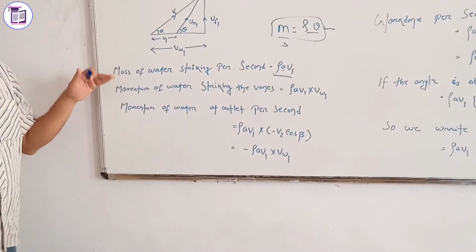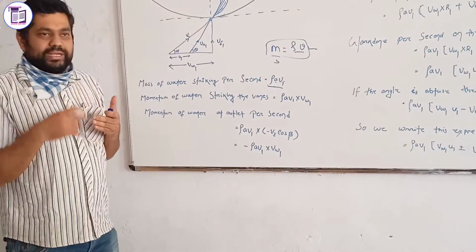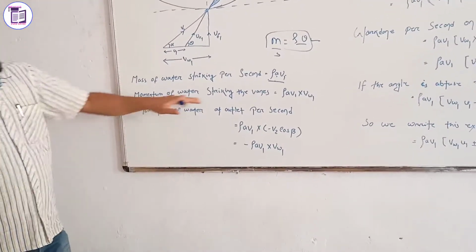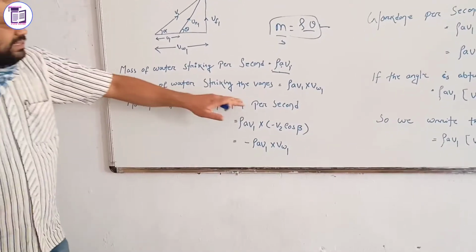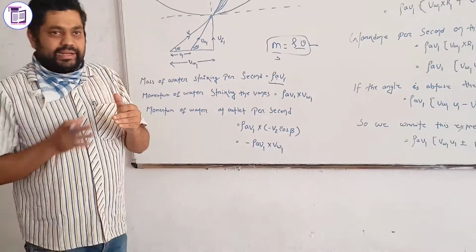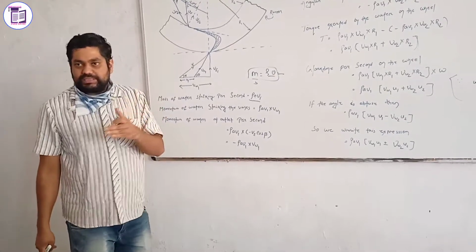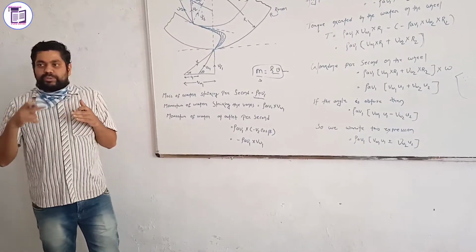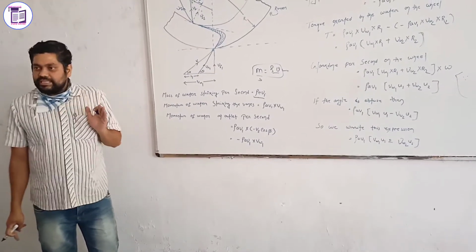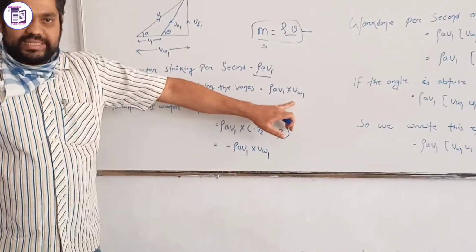Then we also consider what happens when the water strikes: the blade will take some movement. Using this, we can find the momentum of the water striking the vane. When the mass of water strikes and the vane moves, that is the velocity. When water strikes the blade, the blade should move, and how much it moves with respect to time is the velocity. The momentum is taken as rho A V1 VW1, the tangential flow component.